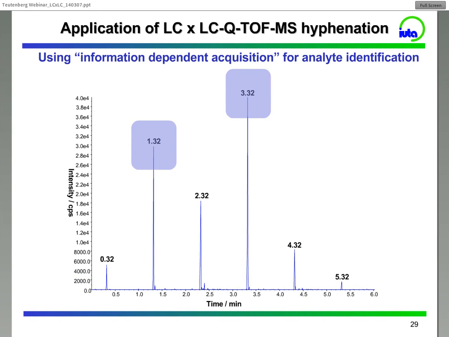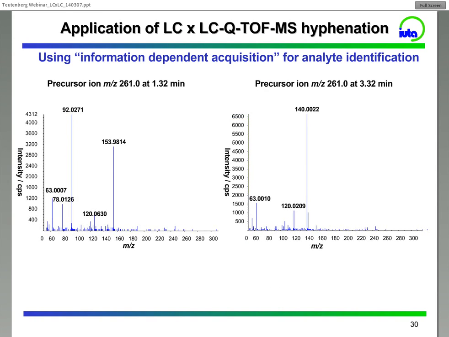at the peaks I just marked. Now, what you see here are the product ion spectra for the same precursor ion, but at different retention times. So here for 1.32 minutes, here for 3.32 minutes, just two more fractions. And what we can clearly see is that the product ion spectra are different.